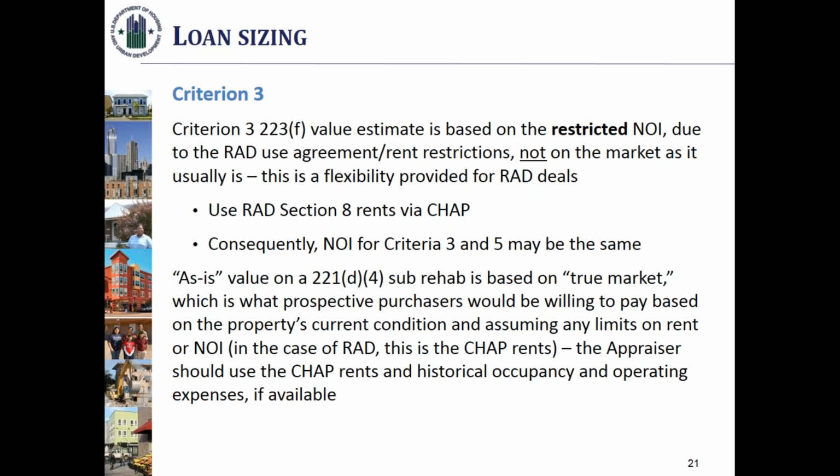On a D4 sub-rehab, similarly, the as-is value is based on true market, which is what prospective purchasers would be willing to pay based on the property's current condition, and assuming any limits on rent or NOI. In this case, this is the CHAP rents. So the appraiser should be using the CHAP rents and the historical occupancy and operating expenses if they're available as well for the D4 sub-rehab as-is value.